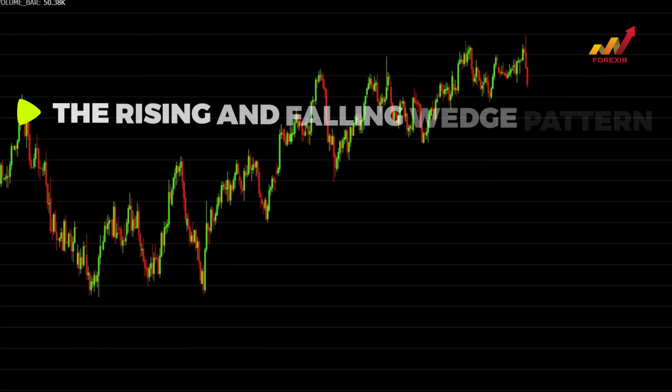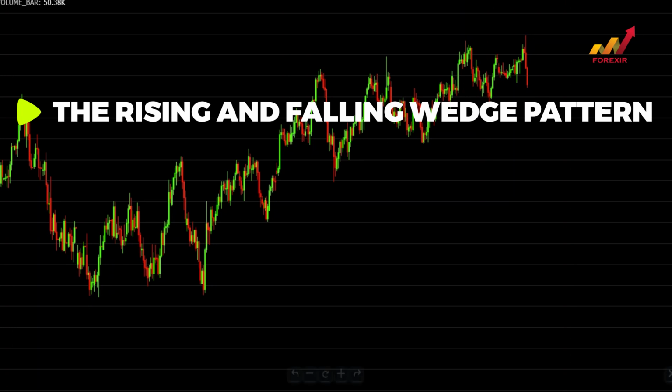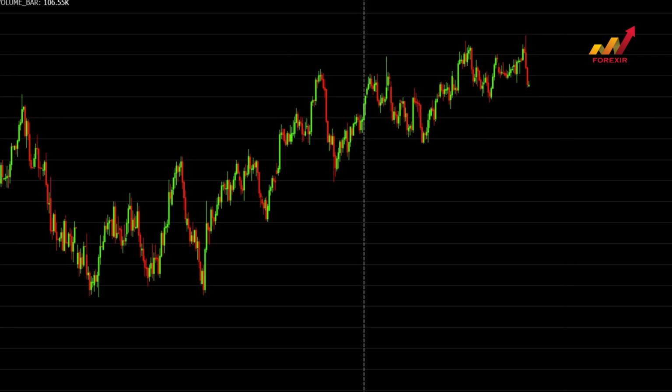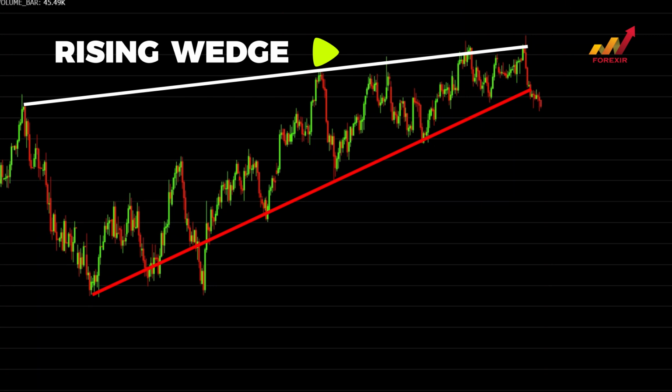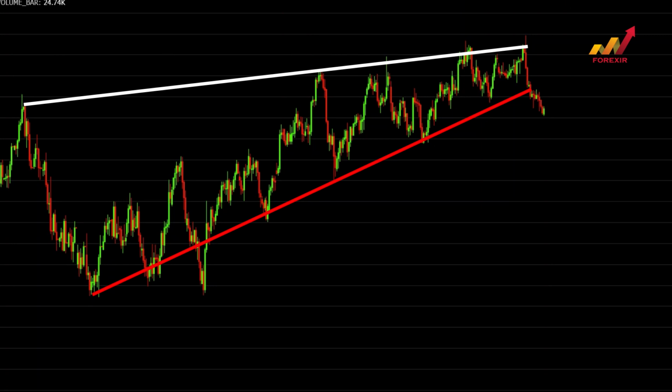The rising and falling wedge pattern. The final two price action reversal patterns we're going to look at are the rising wedge and the falling wedge. The rising and falling wedges are two patterns which get their name from the way the market sometimes contracts before the end of an up move or down move. The contraction of the swings is what creates the wedge and gives the patterns their name.